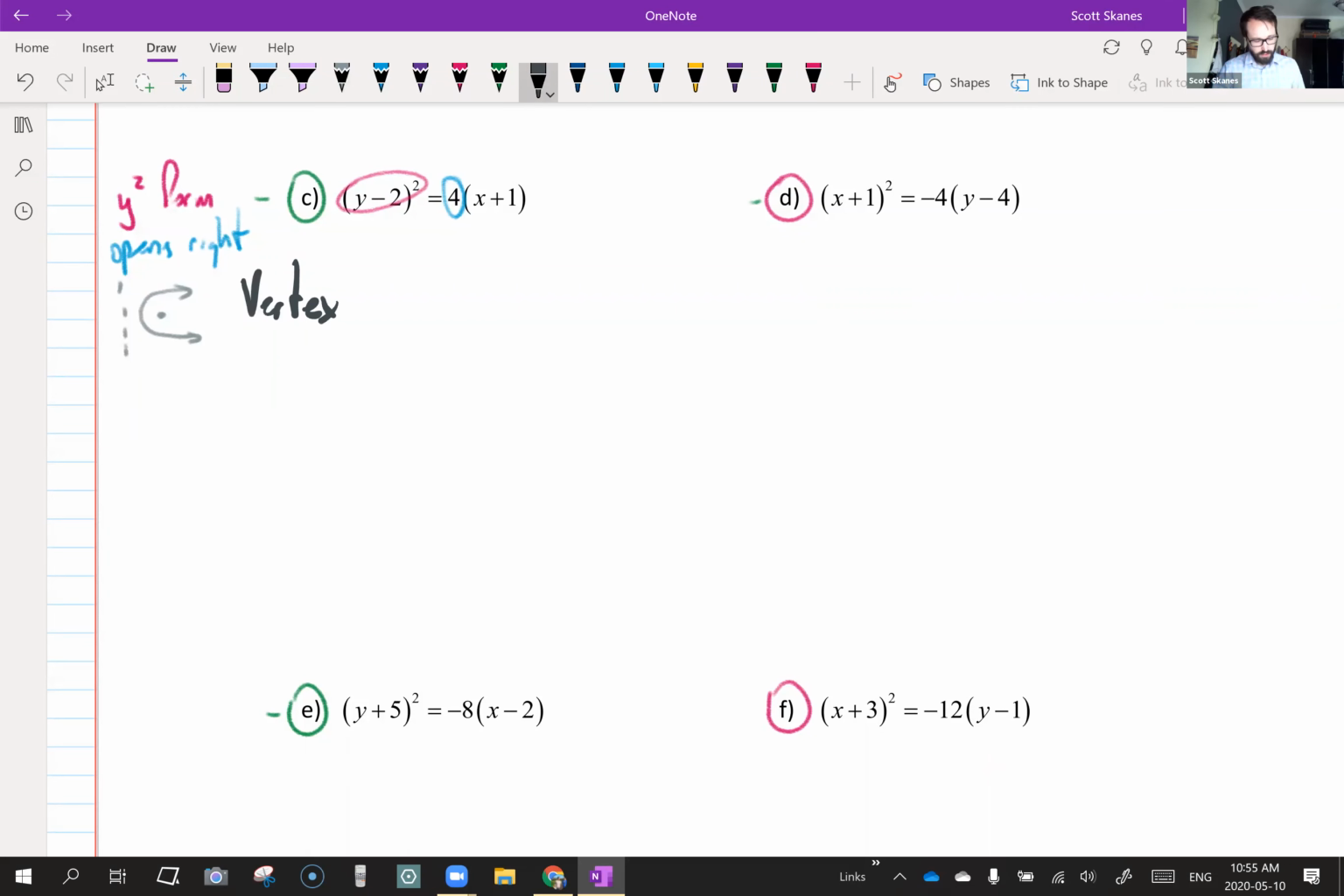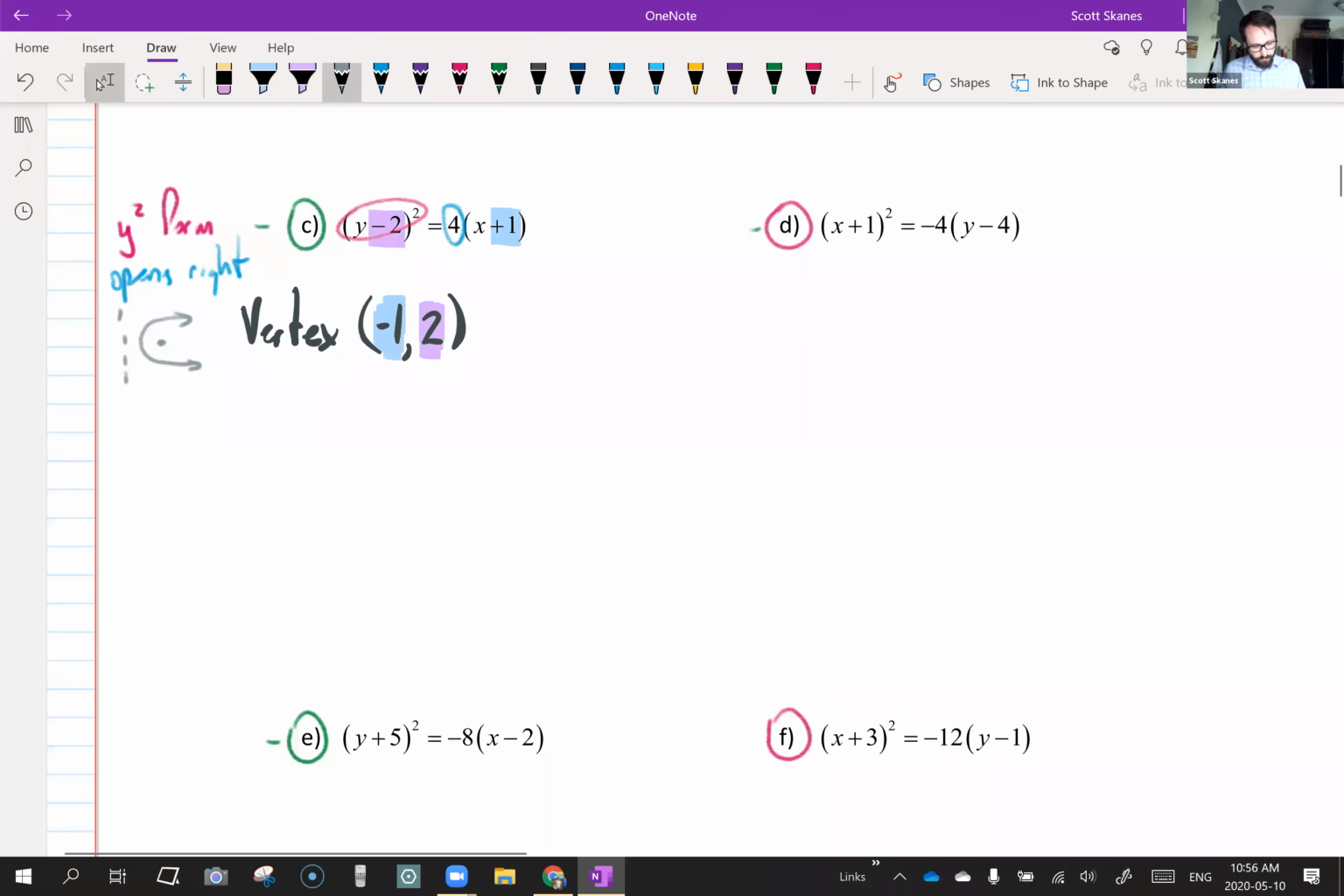How do we get the vertex? We look at the values that are touching x and y in the equation. So I know that it's -1 and 2. How do I know that? Because I'm looking at this. I'm seeing it's x plus 1, so I just change the sign, make it -1. This one, y minus 2, it actually just changes the sign. It becomes +2.